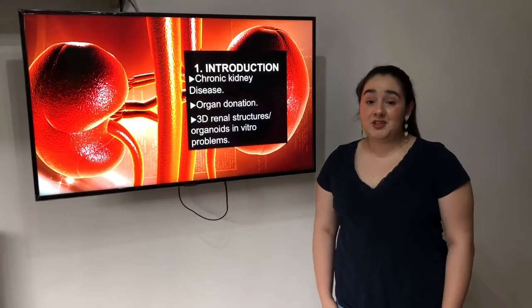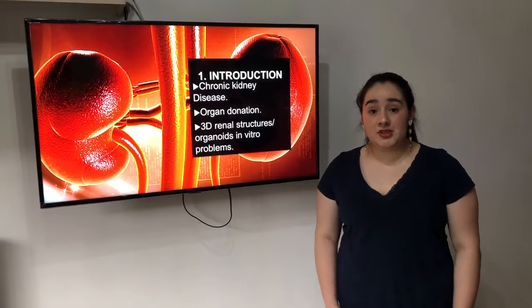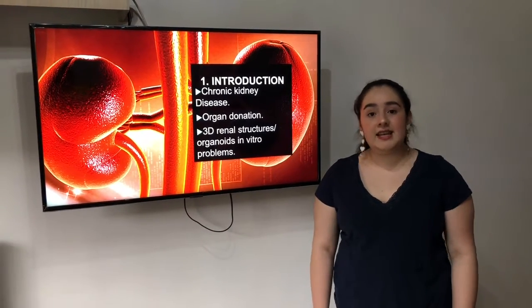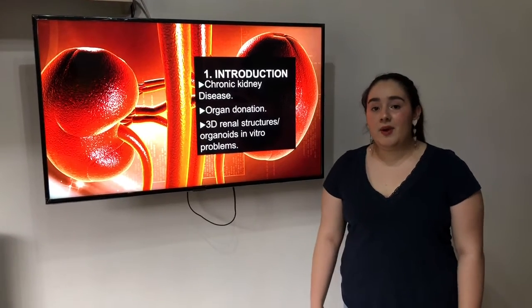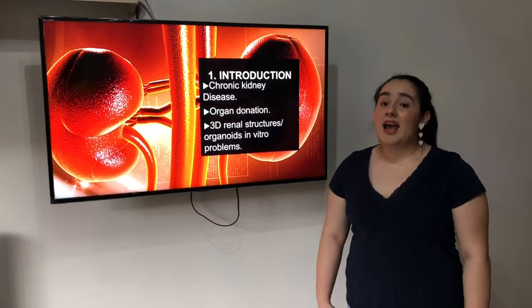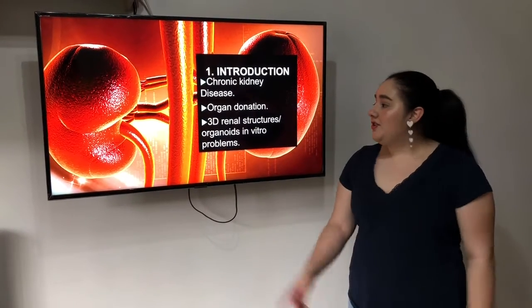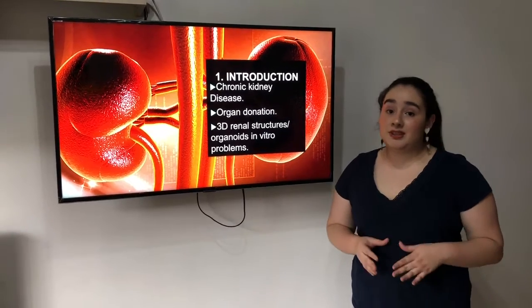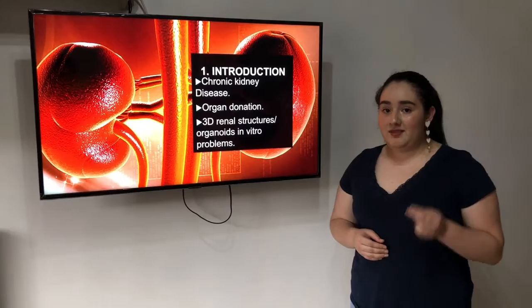Chronic kidney disease, especially end-stage renal disease, can threaten the life of humans. There are two options for treatment. The first is blood dialysis, but this can seriously affect the quality of life of humans. The other one is organ donation, but organ donation cannot supply all the clinical needs. There is another option, 3D renal structures, but it has two disadvantages. The first one is the nutrient supply, and the other one is the low degree of differentiation.